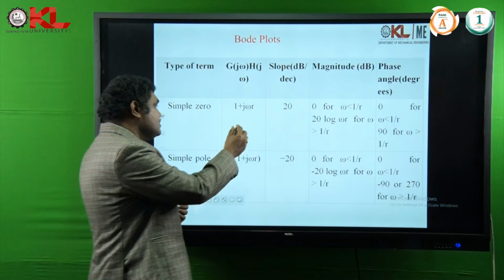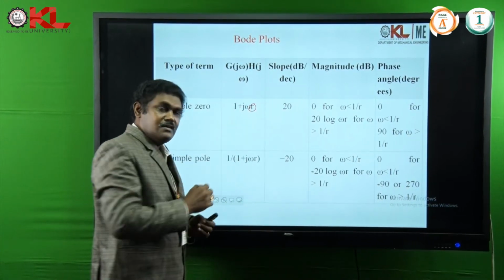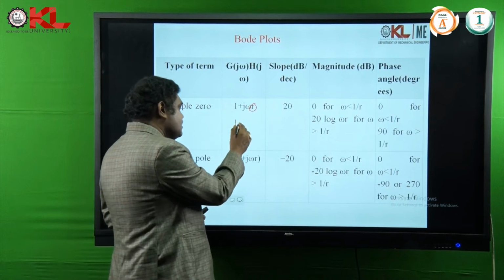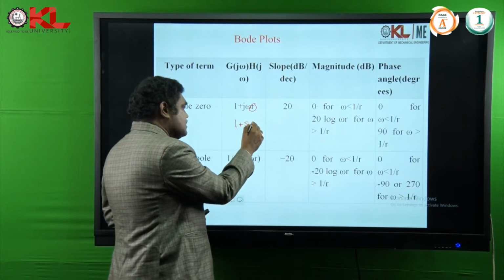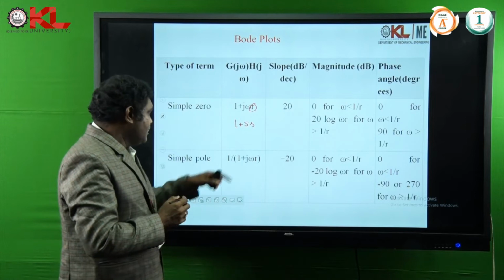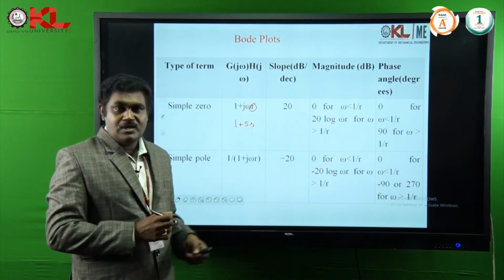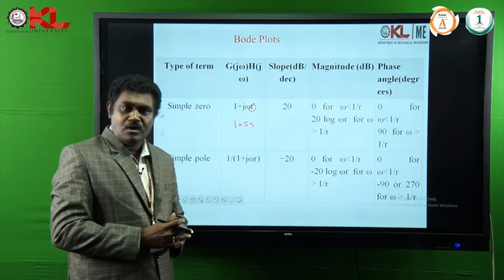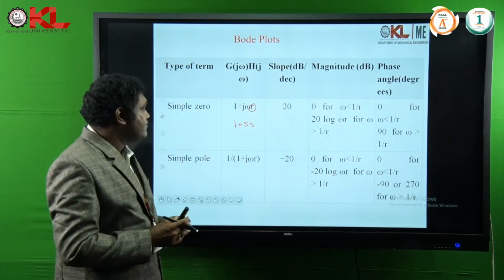So, according to the constant of this s term, which we generally represent as 1 plus s r, okay, and according to this r value, you have to see whether the slope is 0 or whether it has some slope, and that you have to calculate.